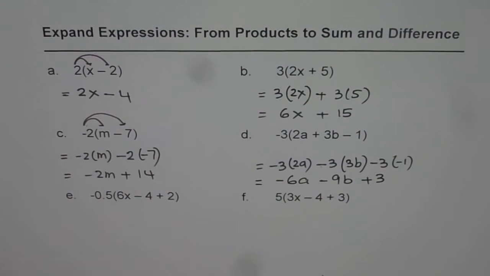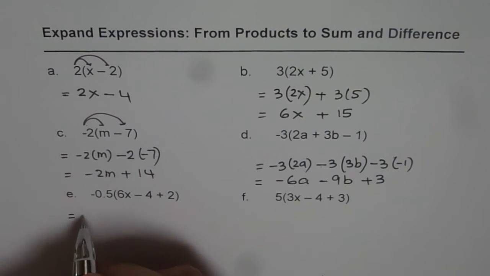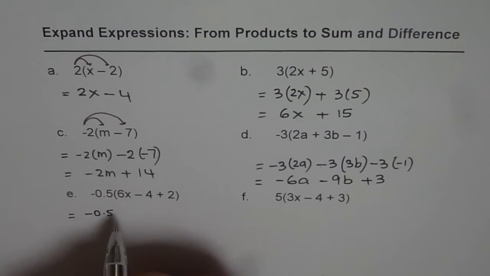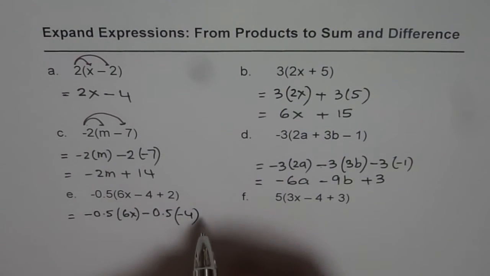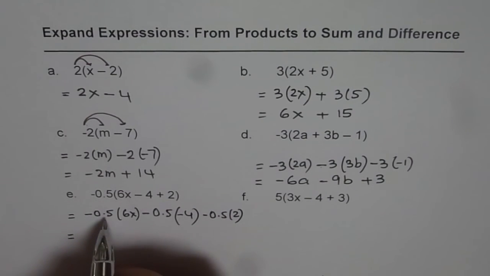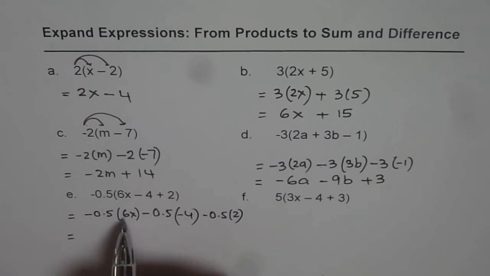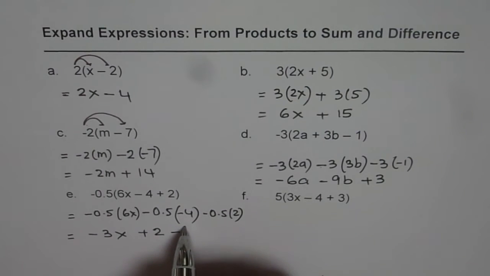Next one is 0.5 with a negative sign. So we can write this as minus 0.5 times 6x, that means half of 6x, minus 0.5 times minus 4, and then we have minus 0.5 times 2. Minus 0.5 means half, right? Half of 6 is 3, so we get minus 3x. Minus and minus makes it plus. Half of 4 is 2. Half of 2 is 1, and we have a negative sign.